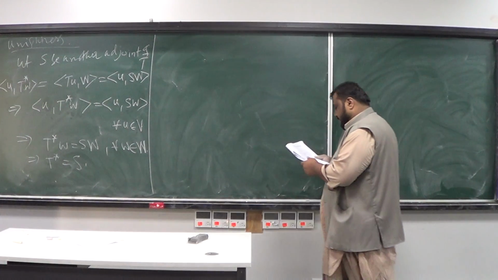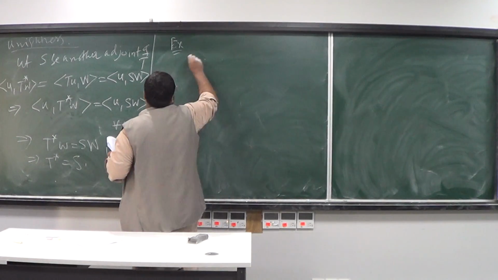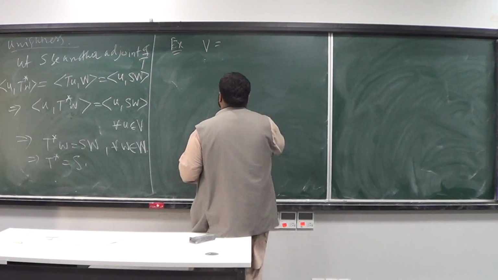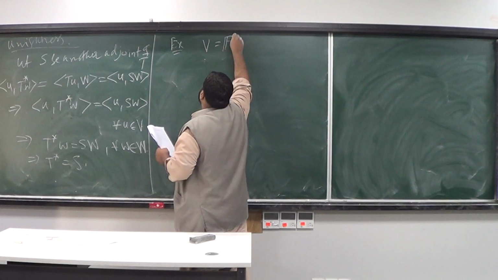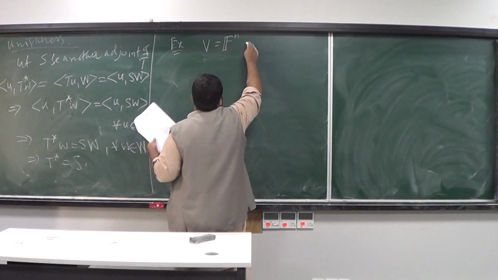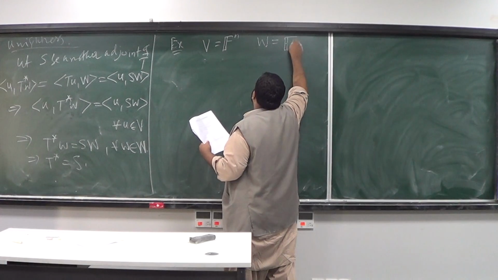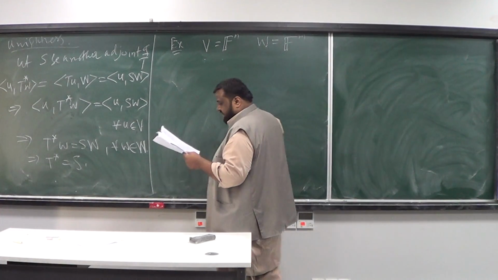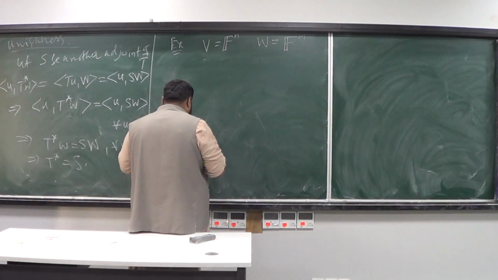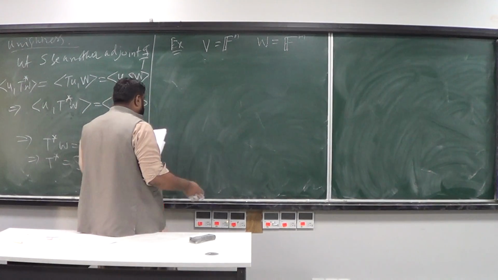Okay, so here's an example. Let's take V to be F^n, where F is a field. In other words, it is R^n or C^n, and W to be F^m, and both of them come with the standard inner product.